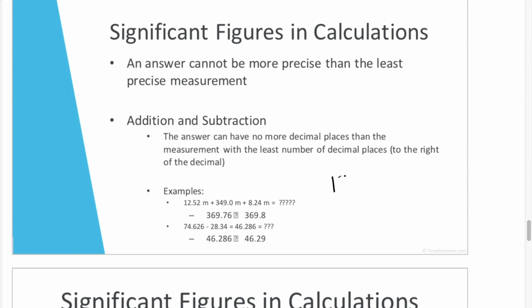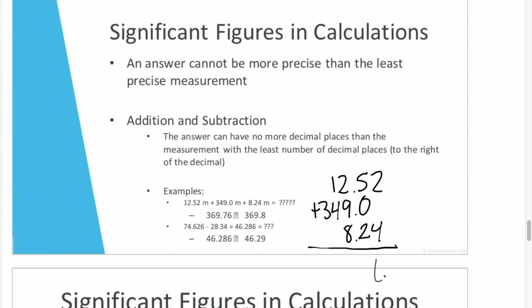So let's do this example here, 12.52 plus 349.0 plus 8.24. When you're adding those and you say, Miss Beckham, how many do I round off to in my answer here? Let's go ahead and get the answer here. So 5 plus 2 is 7, 9 plus 8 is 17, 18, 19. I'm going to add that there. 4, 5, 6. I hope I'm not wrong on this. That'd be embarrassing. Okay, so how many do we round off to?